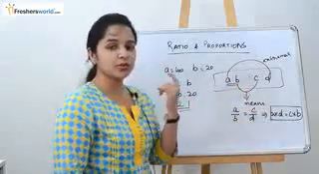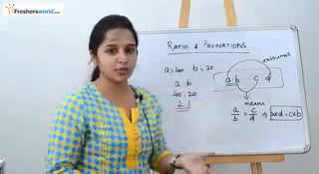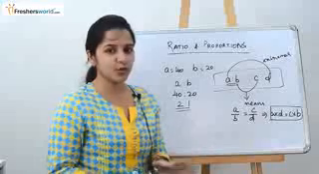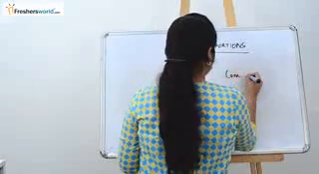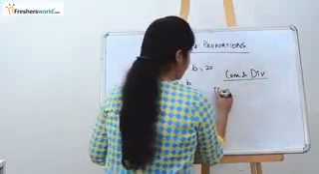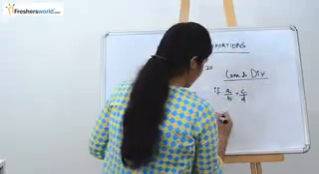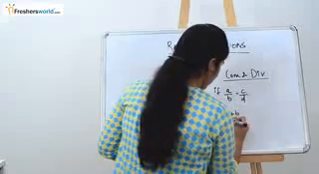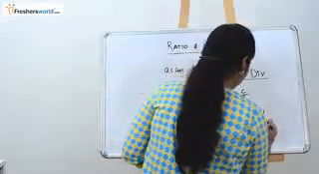After this we are going to talk about the componendo and dividendo rule. As of now I am just going to tell you the formula for it. In future problems we will be solving how to apply componendo and dividendo. As we know, if A by B equals C by D, then the formula is A plus B by A minus B, which is equal to C plus D by C minus D.